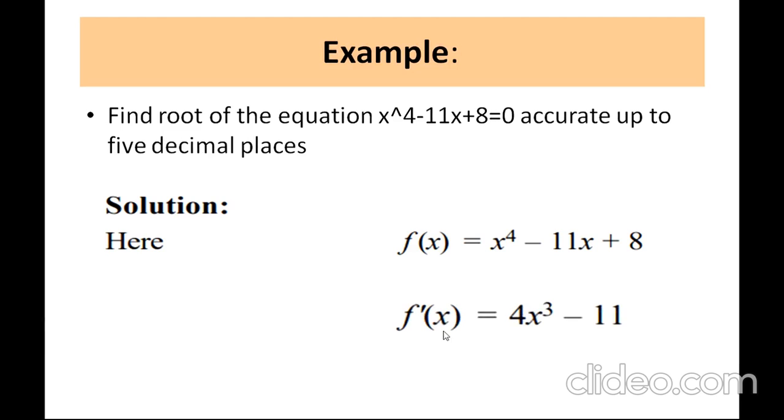Now find the first derivative of the function. The first derivative is f dash of x is equal to 4x cube minus 11. The derivative of x raised to 4 is 4x cube, the derivative of 11x is 11, and as 8 is a constant, its derivative is 0. Hence, we have f dash of x as 4x cube minus 11.